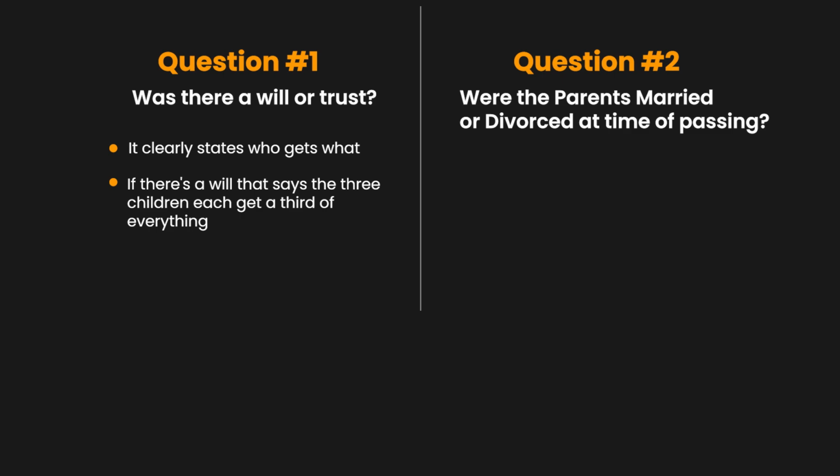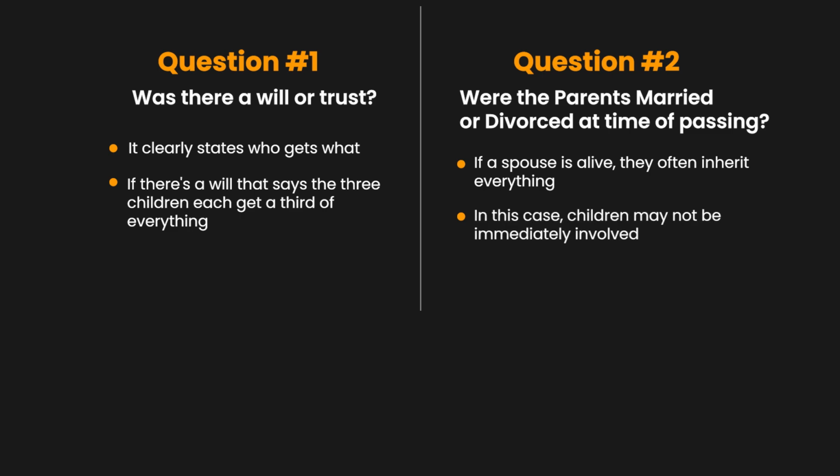You see, if the parents were still married when the father passed away, then in most states with no will or trust in place, the mother automatically gets everything. The children get nothing, not because they're excluded, but because in the eyes of the state, a married couple is a single unit. The assets of one spouse flow to the other automatically.